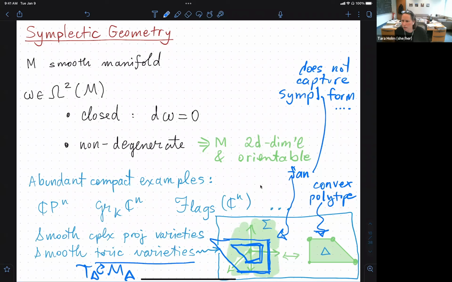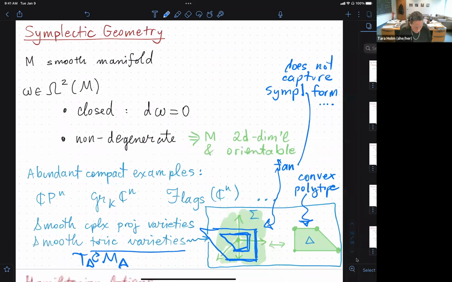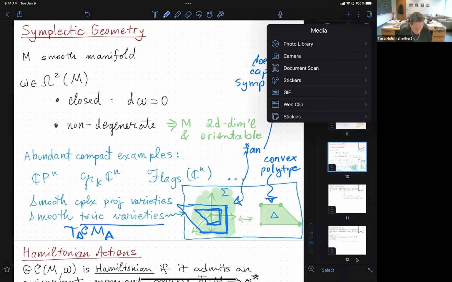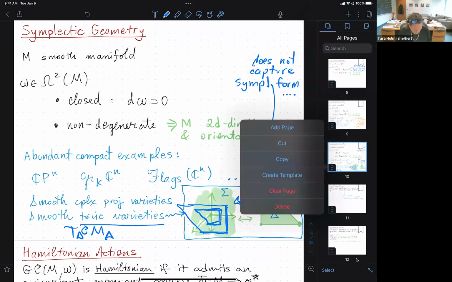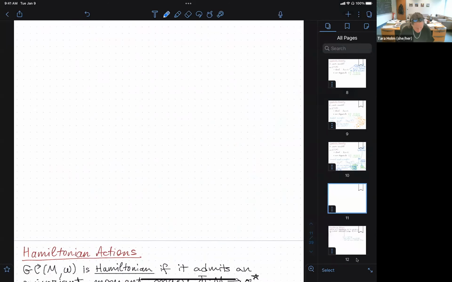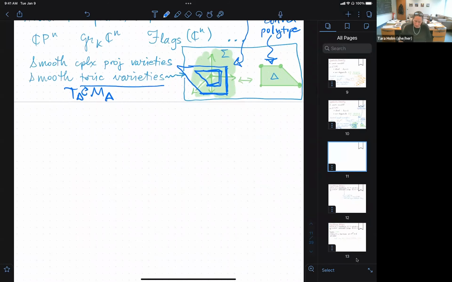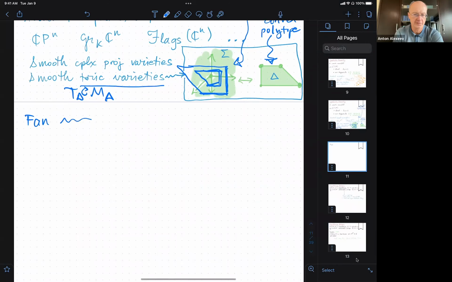Okay, questions there? How do you construct a fan from the polytope again? So, the polytope does determine the fan. Oh, you're asking how do you construct the polytope from the fan? Oh, I thought the other way around. Yes, the other way around. Thank you. Okay, sorry.